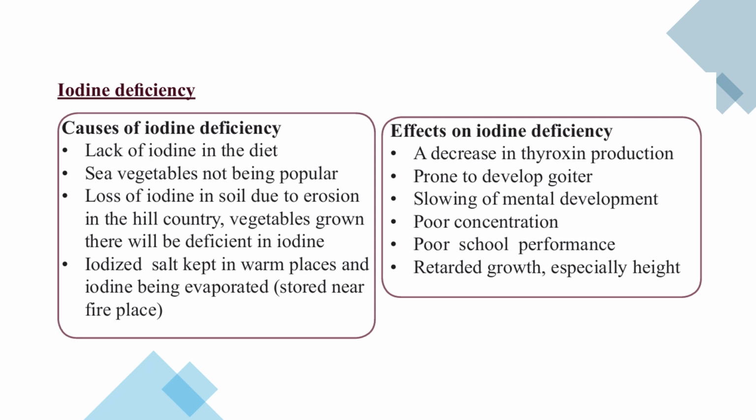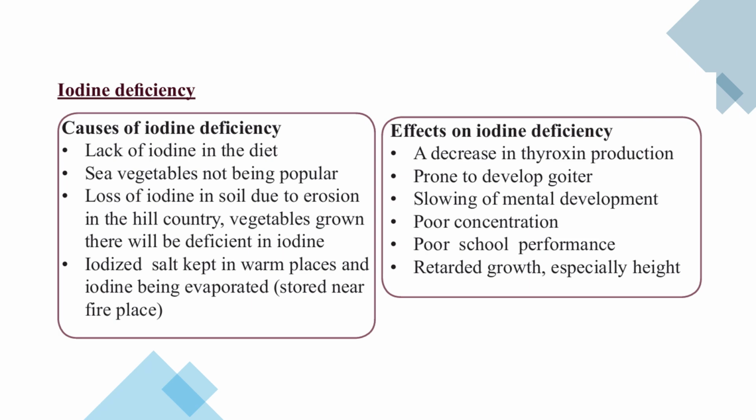And then low consumption of sea vegetables. That means seaweed, kelp, and other iodine-rich marine foods are not commonly included in many of our diets. So that is going to reduce our iodine intake. And then soil iodine depletion, that means like in hilly areas of our country, there's soil erosion. Soil erosion can wash away iodine, and this can lead to iodine deficient crops and vegetables.